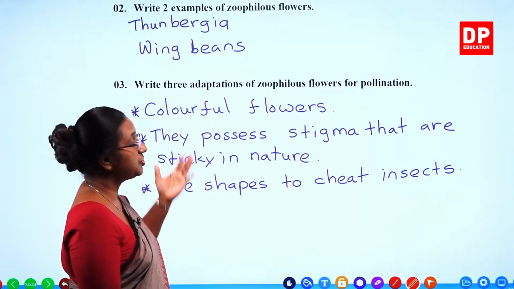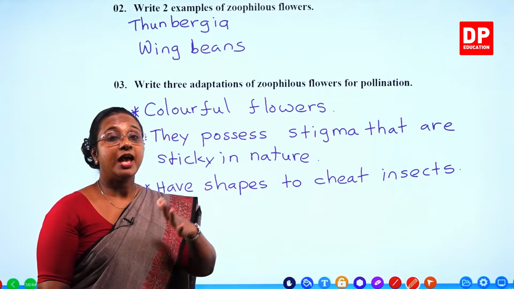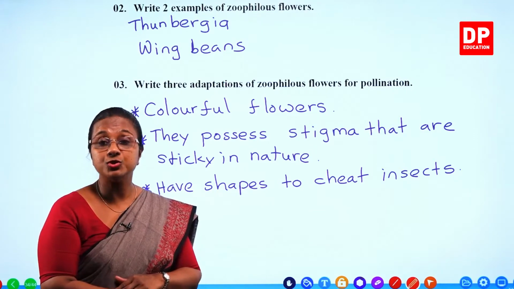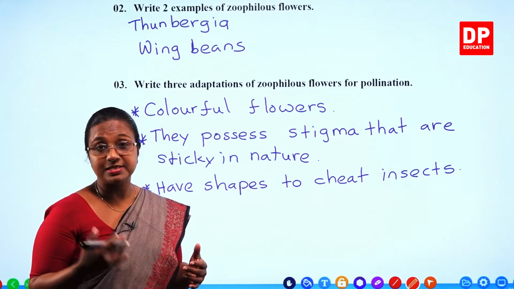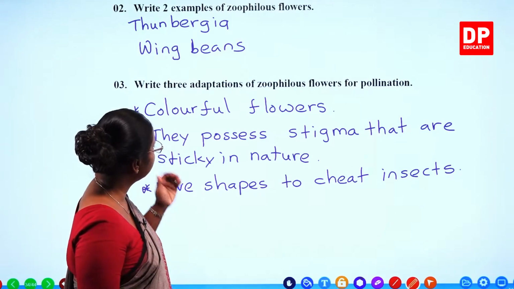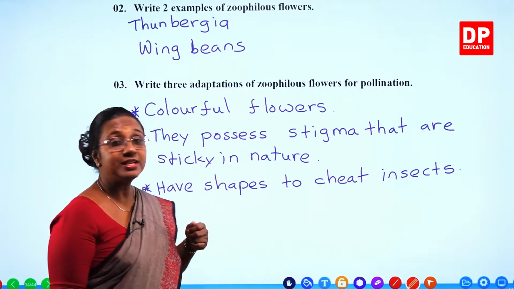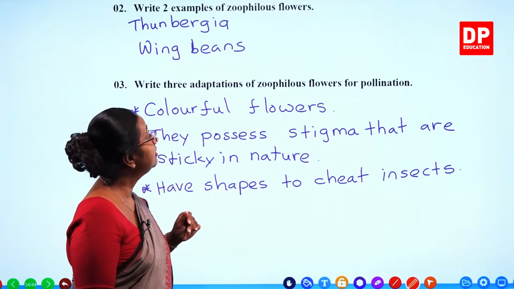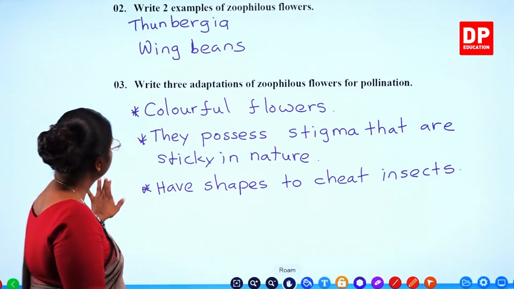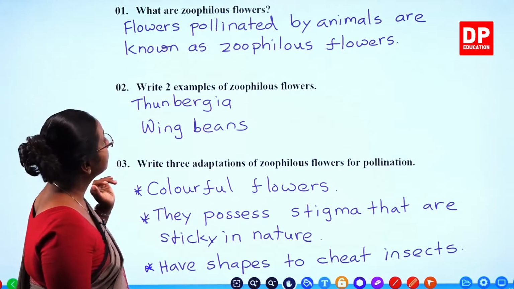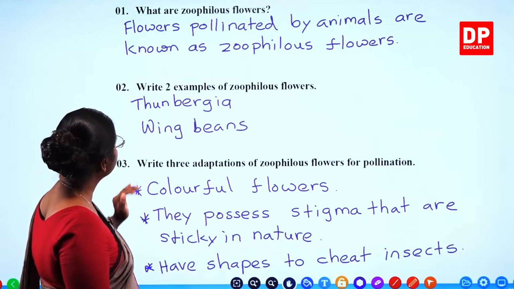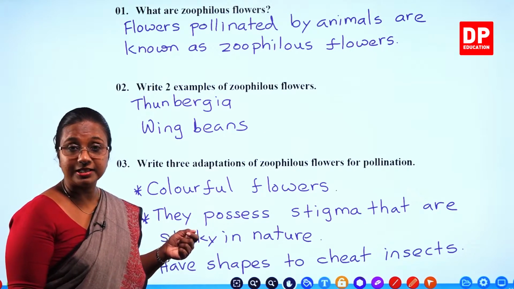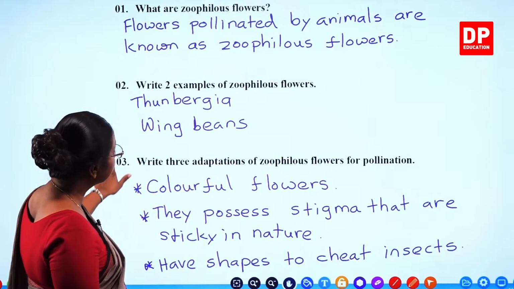In addition to that, students, you all can also write the flowers are large and they are positioned in such a way that the flowers are exposed to the body of the insects or the animals. That is also an adaptation. Then there is fragrance, there are nectaries, even the pollens are sticky. All that can be included here. You are only supposed to write 3 adaptations of Zoophilus flowers. If we look at the answers, Zoophilus flowers are pollinated by animals. Then examples, Thunbergia, winged beans. In addition to that, you can even write Katurumurunga or Agathi. All those are Zoophilus flowers. Then the adaptations.